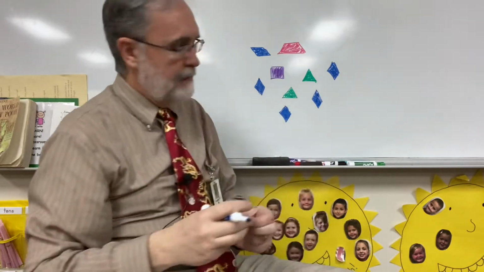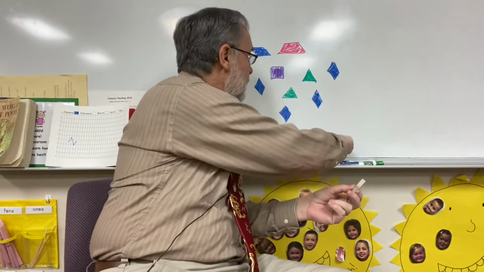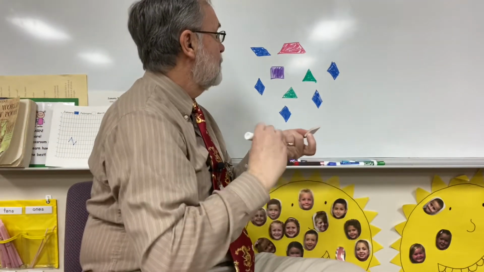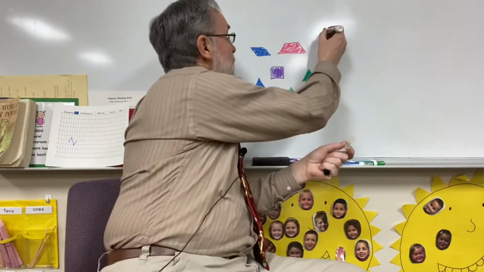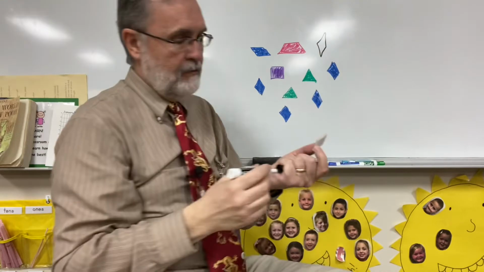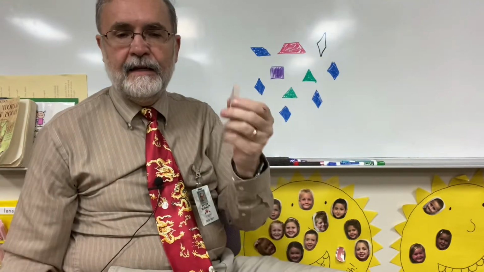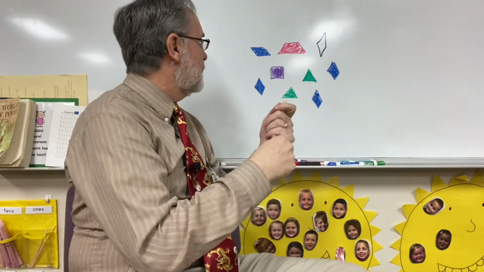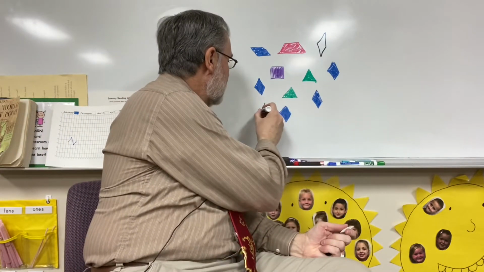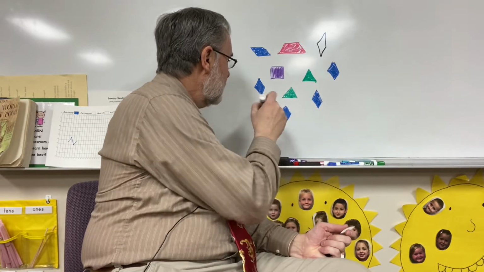Color that in. And now I have white. I'm going to use black for the outline for this. These are the skinny ones. And it'll just be white on the inside of it. And I got another one of those. Put that over here. Oh, don't color it in.